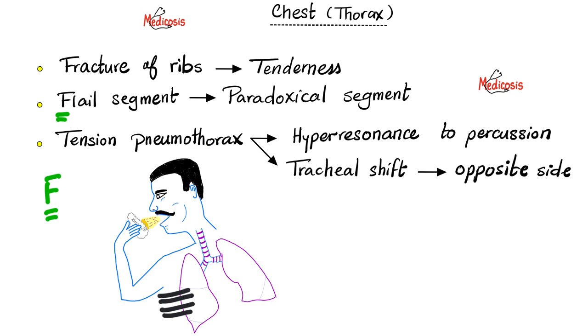Tension pneumothorax can do what? It can lead to jugular venous distension. It can push the trachea towards the opposite side. And on the site of the tension pneumothorax, you can feel hyperresonant percussion.